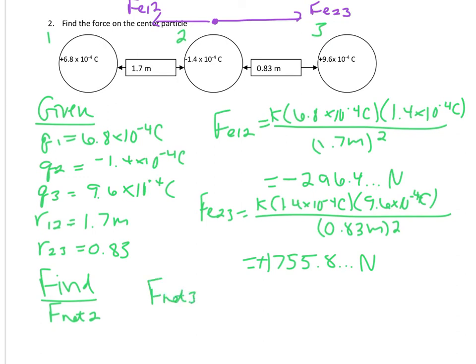F net 2, adding those together gets me 1459.3, keeps on going, newtons. I think this is 2 sig figs. So F net 2 is about equal to 1,500 newtons.